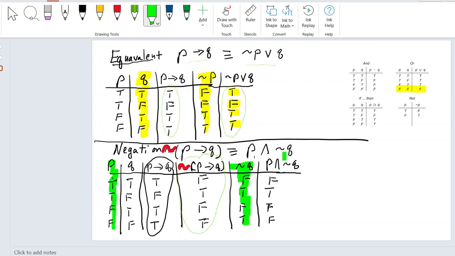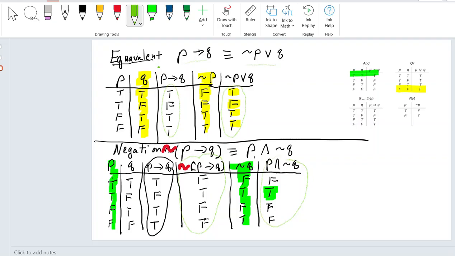And I know that from my and statement, the only one that is going to be true is when they're both true. So I look here and I say, when are they both true? This is the only one where they're both true. So therefore, this is that. And I now have the equivalent, and I look at these two together: false, true, false, false. So I've just proven that these statements are correct.